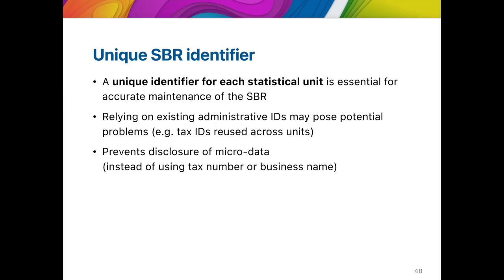And last, an important one as well, an SBR should have a unique identifier for each statistical unit. Relying on existing administrative IDs can pose potential problems. For example, tax numbers can be reused across related units. It can also disclose microdata like the tax number and business name. So again, going back to the legal framework, your provisions should also include a standardized or unique identifier across all of the data providers. That's why it's important to have that provision.